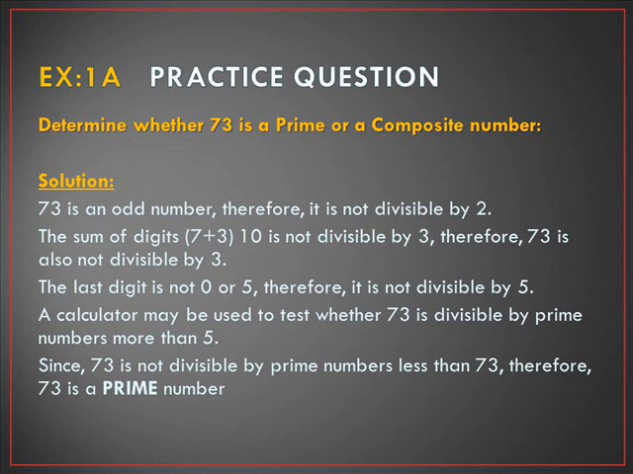As 73 is not divisible by 3, moving on, we will apply the next divisibility test. That is, we will check if 73 is divisible by 5 or not. Since the last digit is not 0 or 5, therefore 73 is not divisible by 5. For prime numbers greater than 5, we can use a calculator. Since 73 is not divisible by prime numbers more than 5 and less than itself, therefore 73 is a prime number.